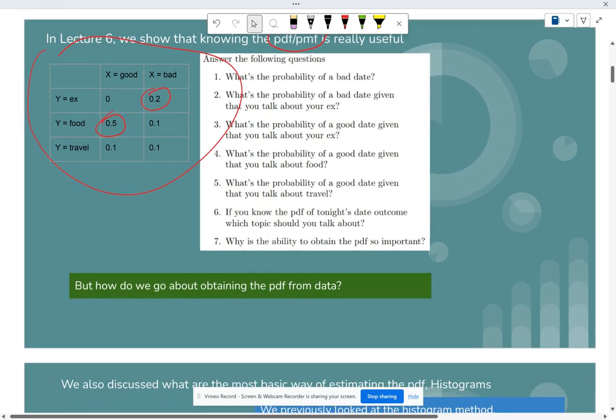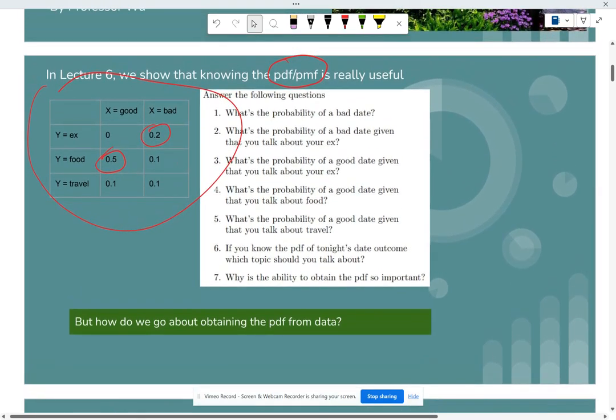But let's say we don't have the probability. Instead, we are going to have the data, right? So today we're going to talk about if we have the data, can we approximate the probability distribution, P of x? Can we approximate this function? Okay, how do we go about doing that?